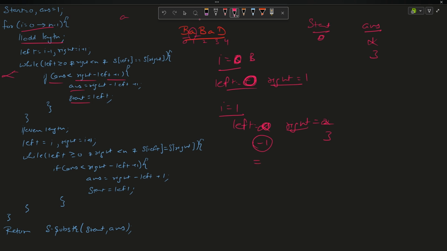My left will now become I, that is 1, and my right will become I plus 1, that is 2. For 1 and 2, that is for this and this, is it a palindrome? No, A is not equal to B, so an even length palindrome is not possible here.